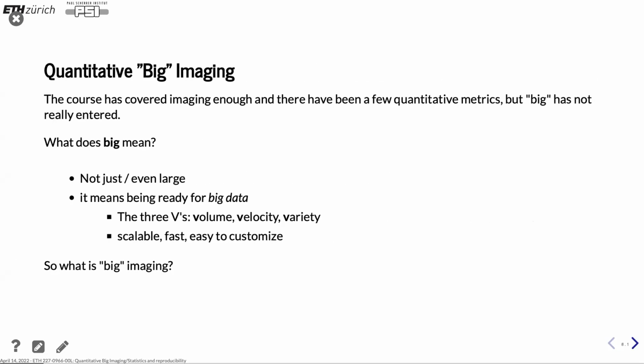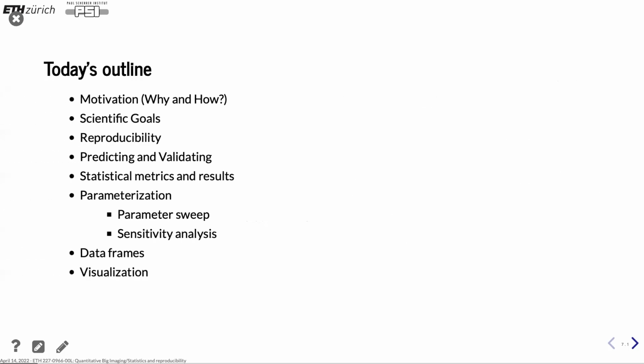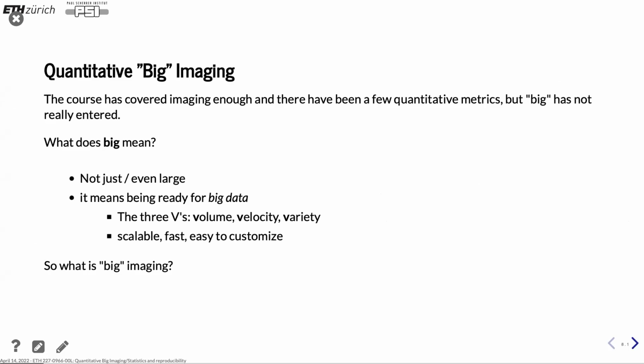So first, starting up with a little bit of background again, quantitative big imaging. So big data has been talked about for quite some years now. And I heard some managers say that big is when the data doesn't fit in a server rack, or even in a server room, then it's big. But what does it mean for imaging?